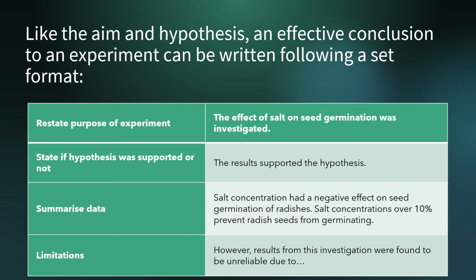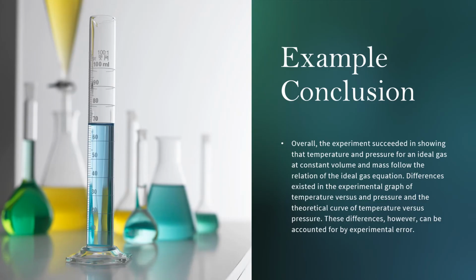And how do you word that? You might say the results supported the hypothesis by whatever it is. Then summarize your data. So we've got the example here. With the data, the researchers found that the salt concentration had a negative effect on seed germination of radishes. Okay, so that's you summarizing what the data found. And then your limitations. So you might pop in there, results from this investigation were found to be unreliable due to, and then why that was.